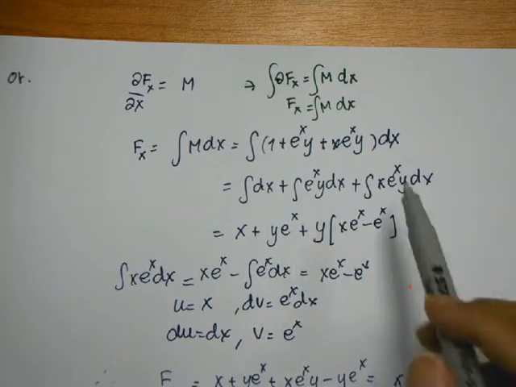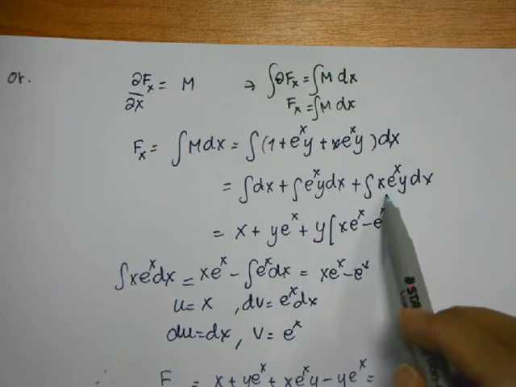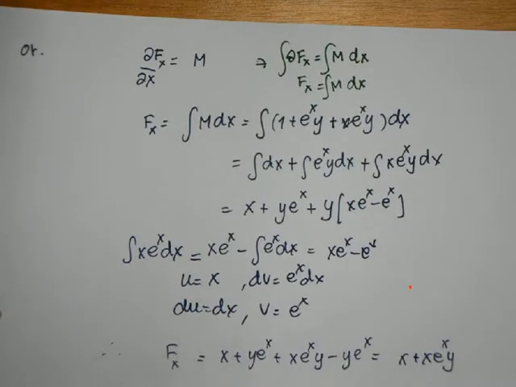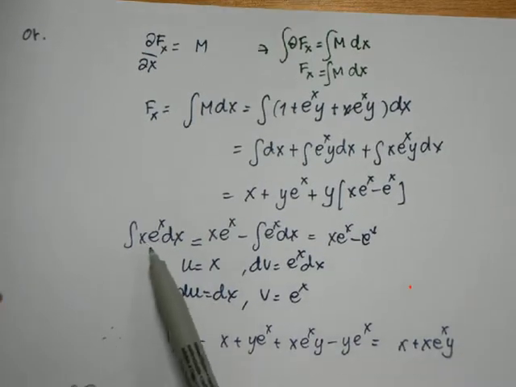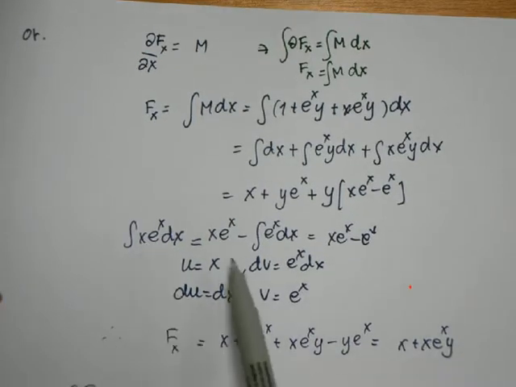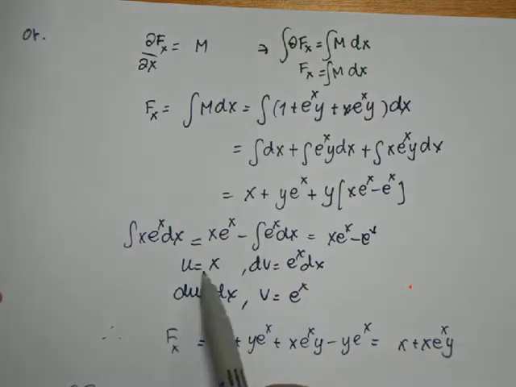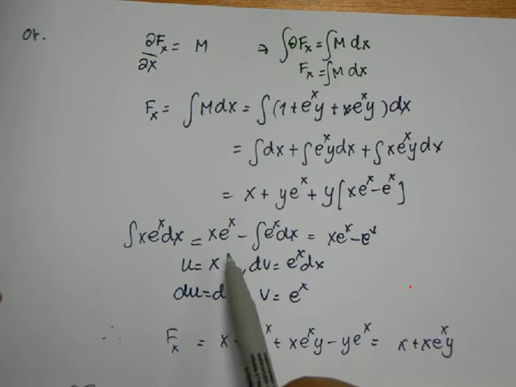But this one you have to do by parts. The way that you do by parts, you have to define what is u and what is dv. So I take u as x and dv as the exponential of x dx. From whatever I picked, I would get du equal to dx and v equal to exponential of x. And then I just use this by-parts technique.